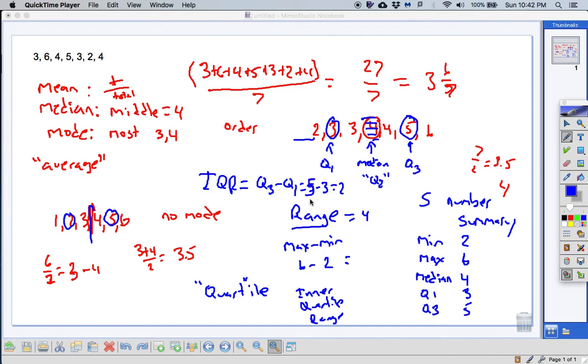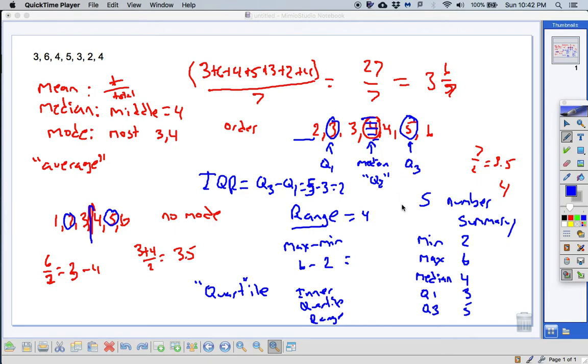So let's take a quick look and recap what we did. First, we found the mean by adding up all our numbers and dividing by the total. Then we found the median, which is the middle number after we put things in order. We found the mode, which is the most common, and there can be more than one.